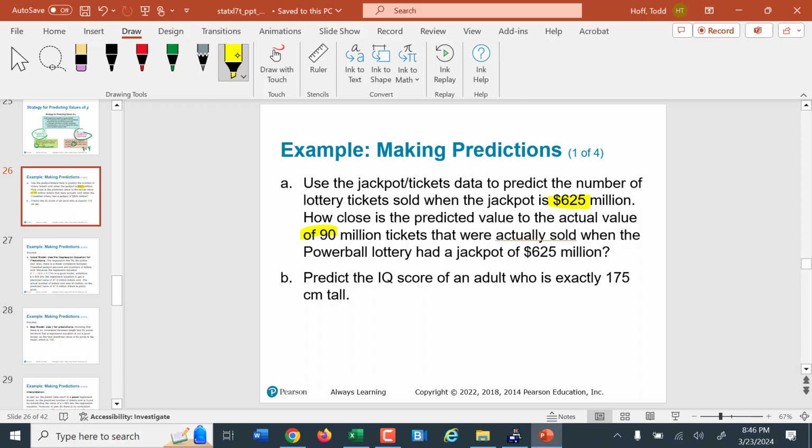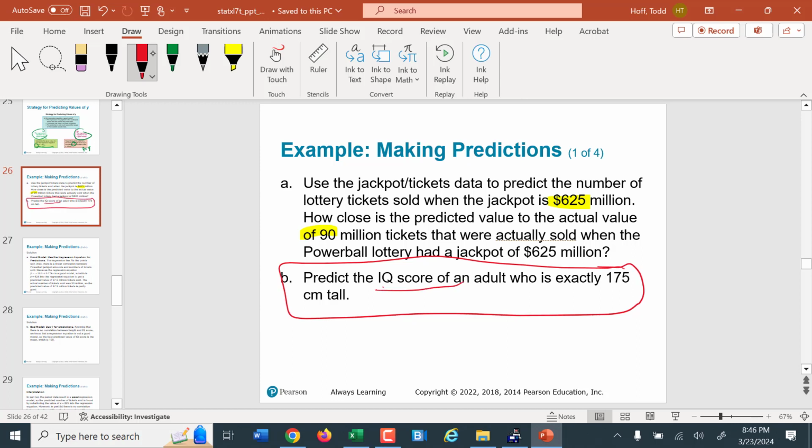Next, the second one. This is not the data set that we had before. This is introducing a new relationship. Can we predict the IQ score for an adult if we know they're 175 centimeters tall? Well, looking at that, we'd say height should have nothing to do with IQ score. Short people can be geniuses as well as tall people can be geniuses, and the other way around. There isn't a good relationship there, so we can't use that as a predictor at all.